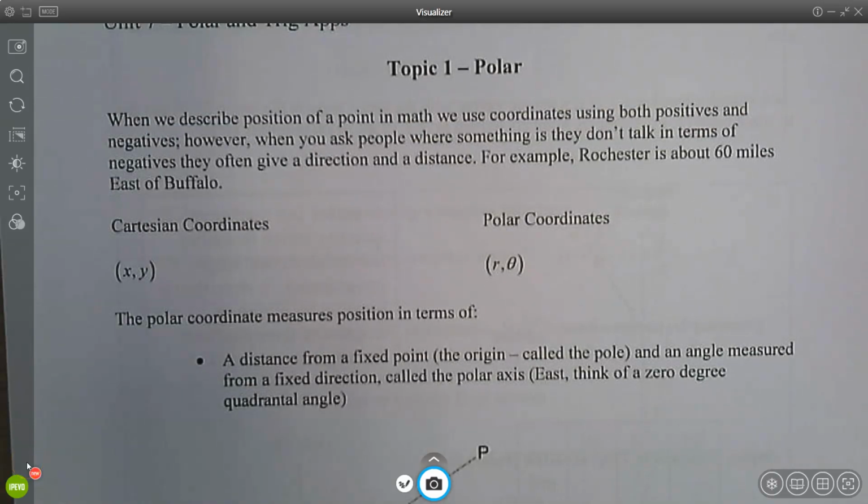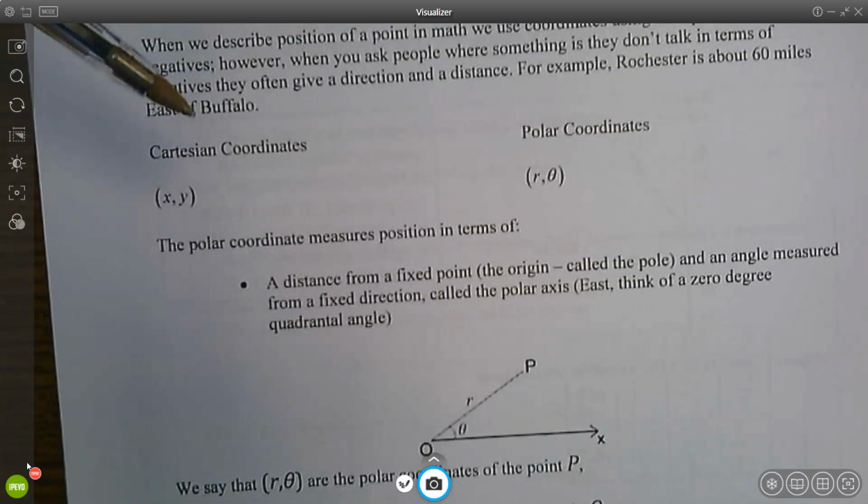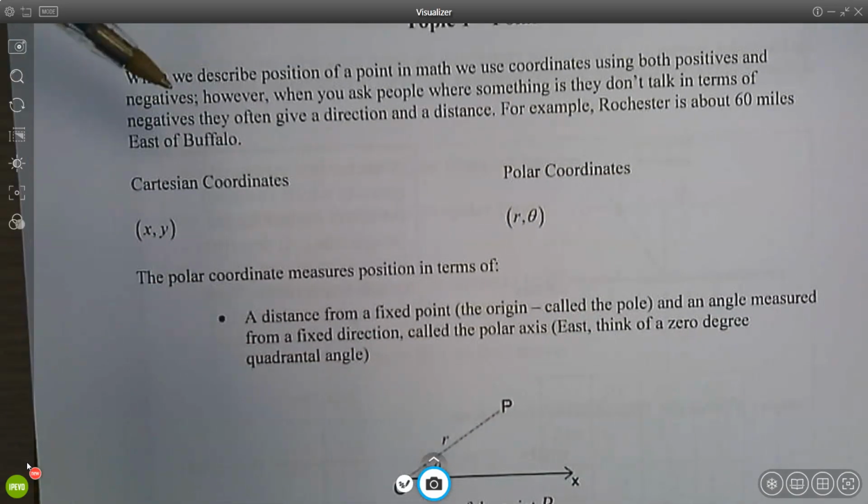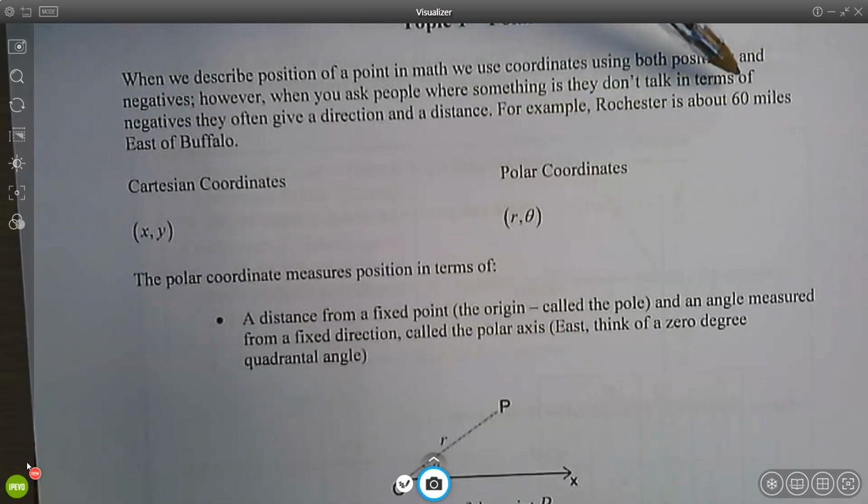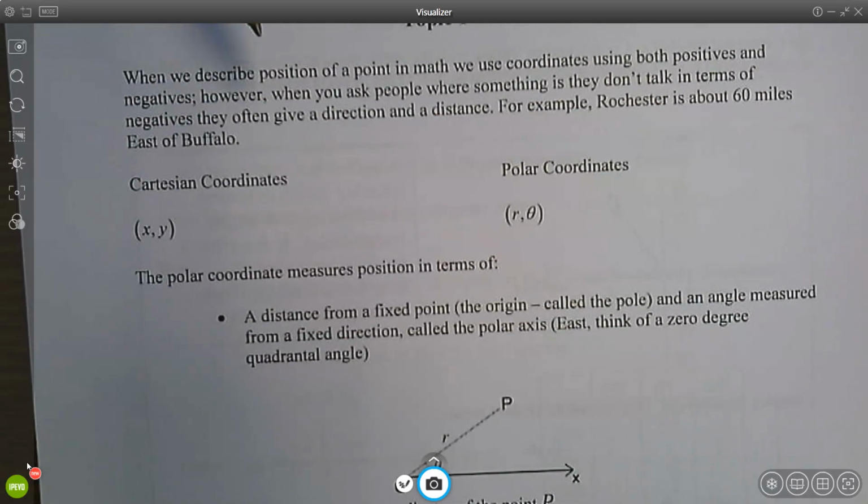Hi, Pre-Calc. We're going to talk polar coordinates here. We just transitioned from trigonometry, and what you're going to find here is there's a huge overlap between what we're going to learn now and what we just did. So we know that when we talk about direction, we say Rochester is about 60 miles east of Buffalo. So we don't talk in terms of positive and negative. We talk in terms of direction and distance.